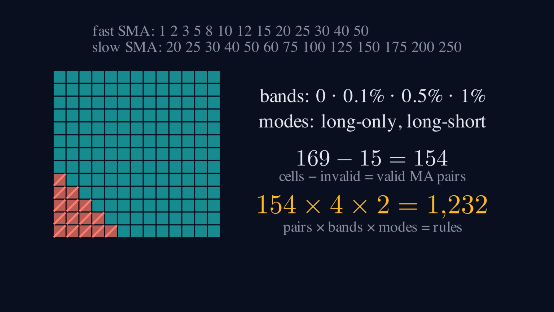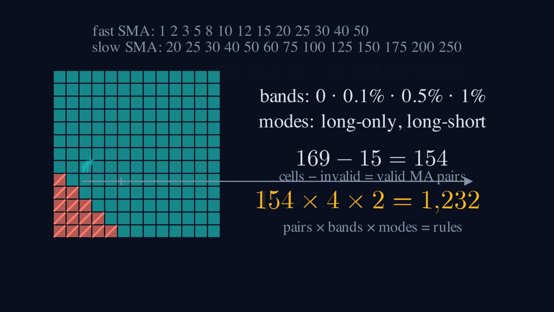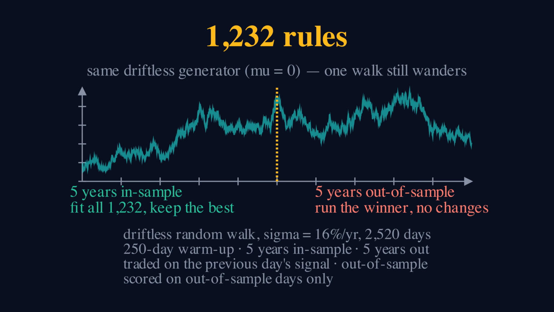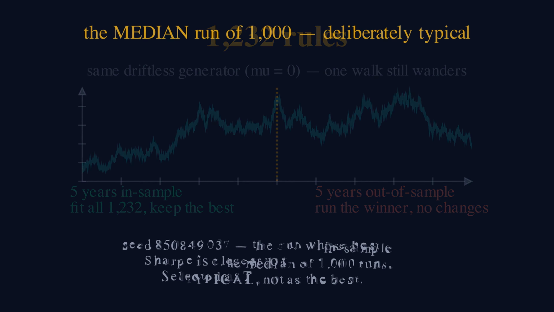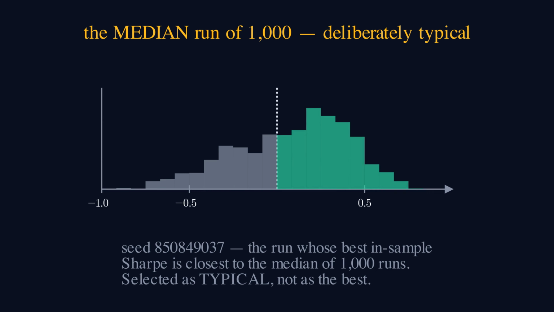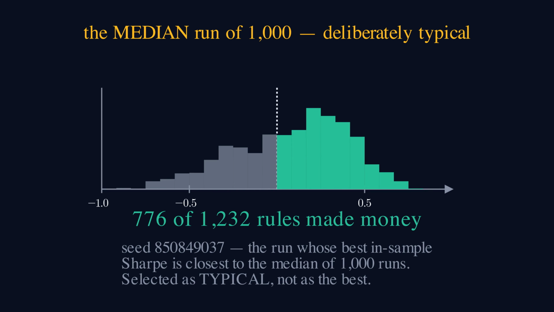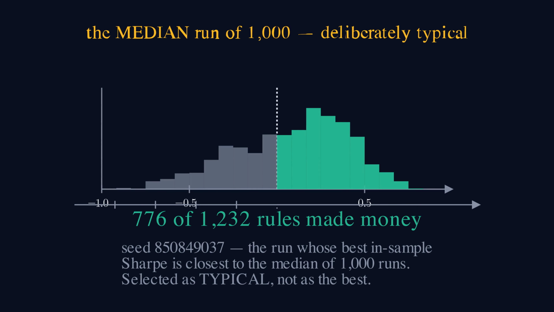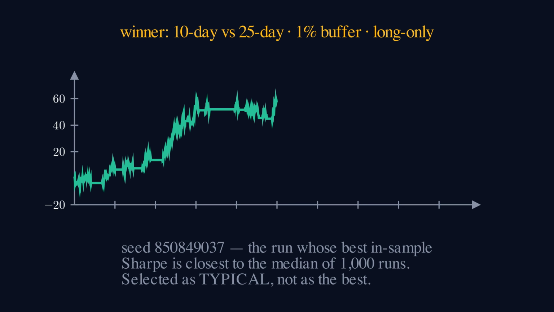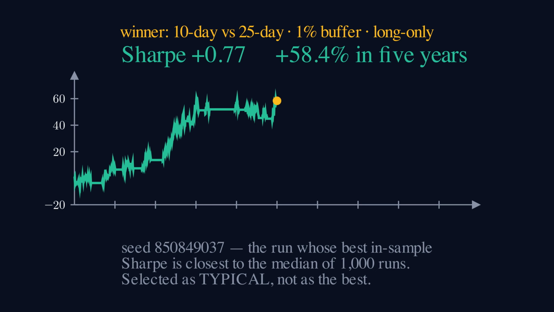That makes 1,232 rules. We fit all of them on the first 5 years, kept the single best, then ran it on the next 5. Here's one run, and it's the median out of 1,000. Deliberately typical, not the best we found. On this one noise series, 776 of the rules made money in the first half. The winner was a 10-day against 25-day crossover with a 1% buffer. Sharpe of 0.77, up 58.4% over 5 years.